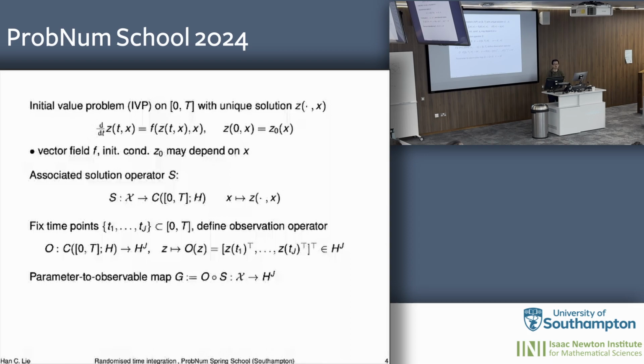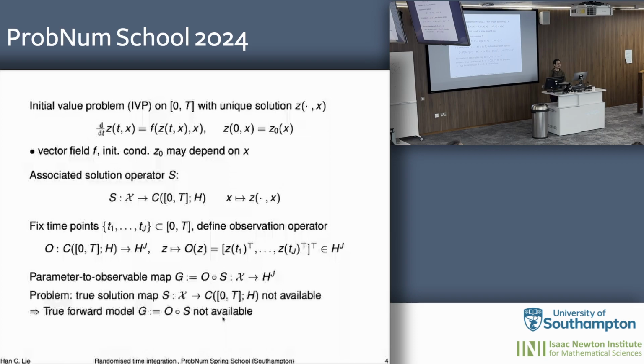This is not enough. We've heard multiple talks here where we have an information operator, and to connect these two ideas, we're going to define an observation operator O. What O does is say: give me a trajectory in a Hilbert space, and I'll give you a vector of snapshots of it. Think of it as a movie, and you just take snapshots of the movie at fixed times t1 to tJ. So O of z, where z is a trajectory, is a vector in J copies of H. The parameter-to-observable map is now a composition: take the solution operator, feed its output into your observation operator, and now you have a vector in H to the J.